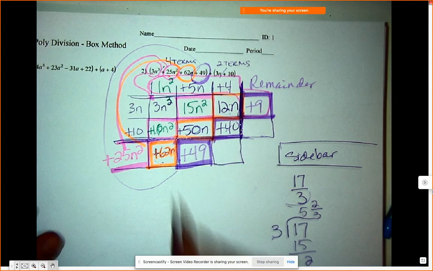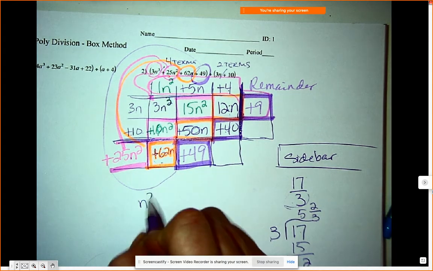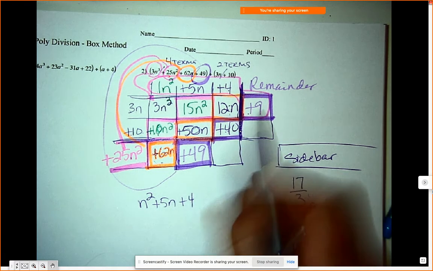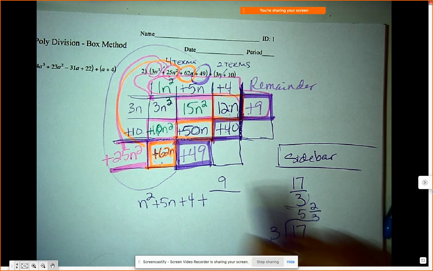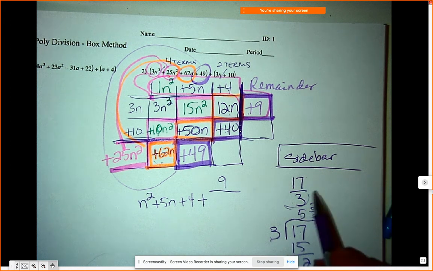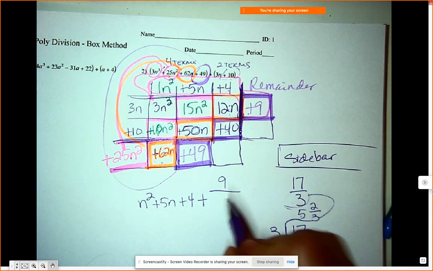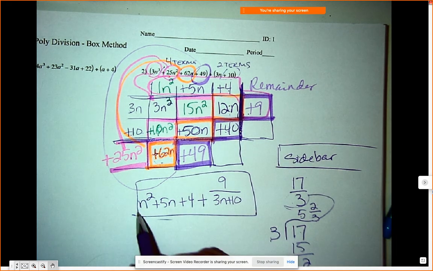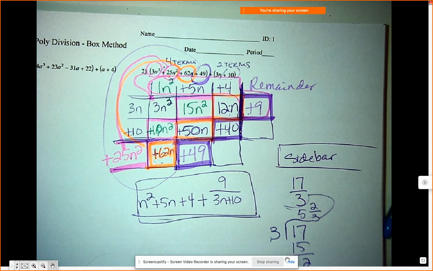We're going to do the same thing here. My answer is this. N squared plus 5n plus 4, and it says plus 9. So I'm going to write plus, and I'm going to write this as a fraction. Well, here we put the remainder on top, and whatever we were dividing by goes on the bottom. Well, same here. We were dividing by all of this. That's my final answer, and that's mathematically correct on how to do this.